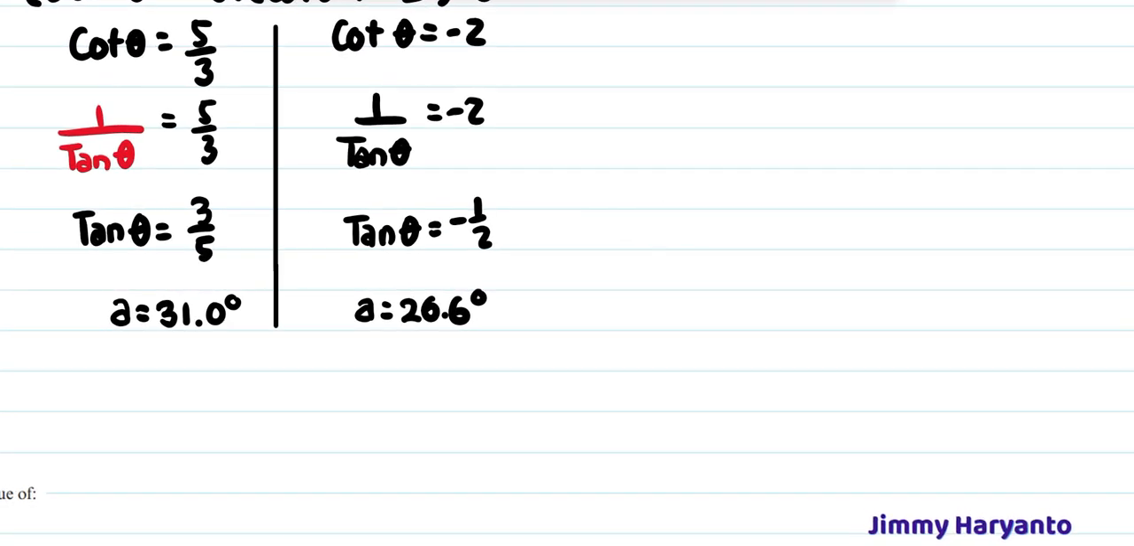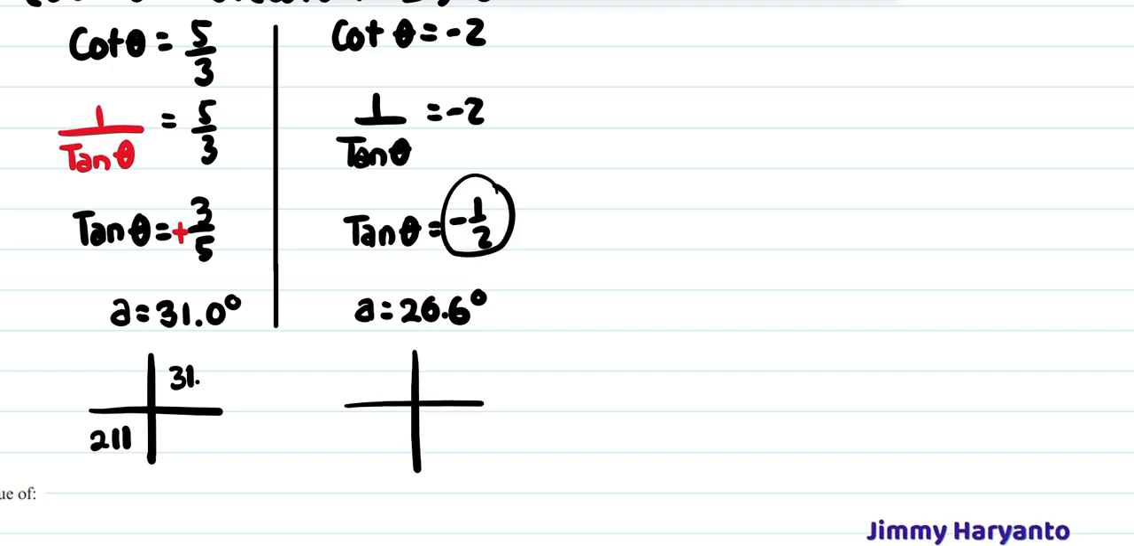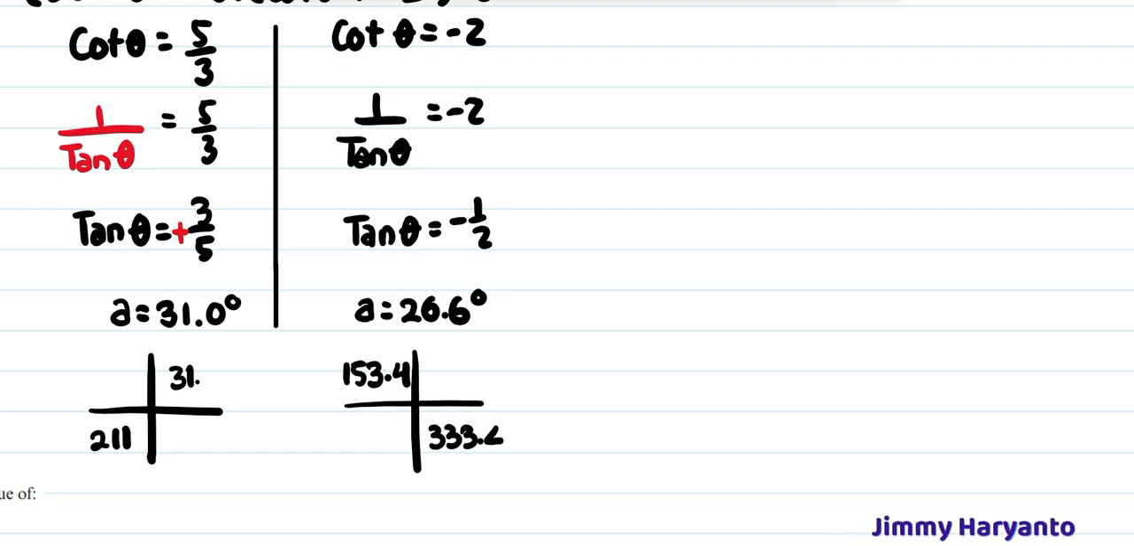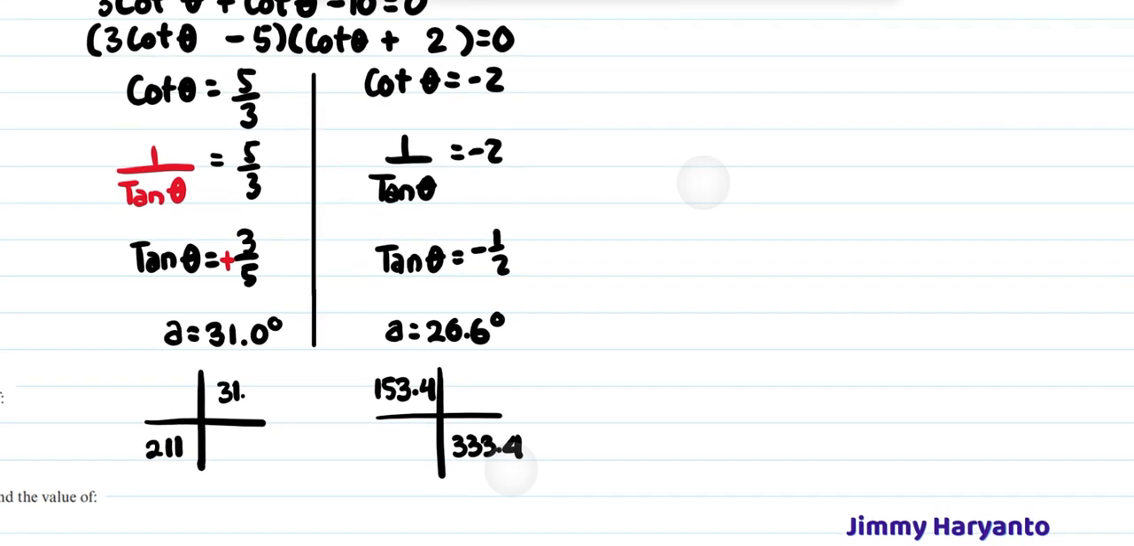The first one is the left side. The value of the tangent is positive. That means it's in the first quadrant and also the third quadrant. In the third quadrant it will be 211, and for this one it's negative. That means in the second quadrant 180 minus 26.6 is 153.4, and also negative means the fourth quadrant. That means 333.4. Okay, let's rewrite them all.